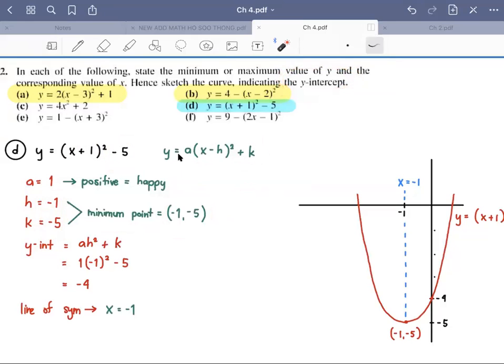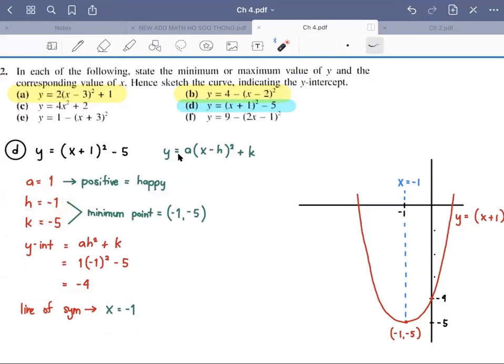So how do we find the y-intercept? Again, there is a formula, a h squared plus k. You just need to substitute this here, and then you'll get negative 4 as your y-intercept. That means that the graph will intersect the y-axis at negative 4. And then last is the line of symmetry. The line of symmetry is always equal to the value of h. If h is negative 1, that means the line of symmetry is x equals negative 1. So that's everything that we need to know in order for us to graph this curve.